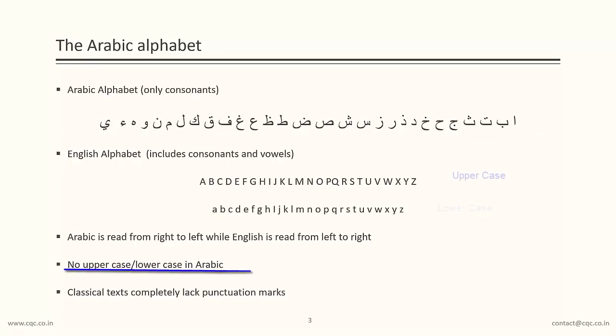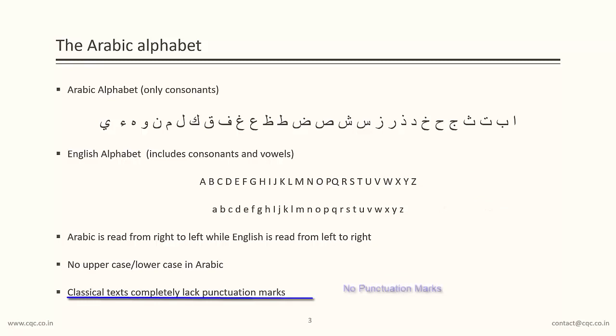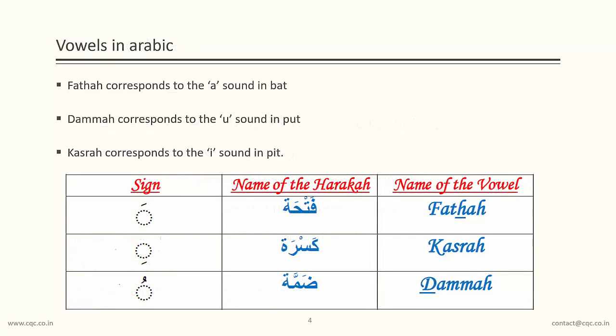Another thing that differentiates the Arabic language from the English language is that in the Arabic language we don't have any different uppercase or lowercase letters like how we have in the English language. Also, with respect to punctuation marks, we do not have any punctuation marks in classical Arabic texts. Yes, in newspapers that come today, maybe the punctuation marks could be added for easier readability, but not in classical Arabic texts.